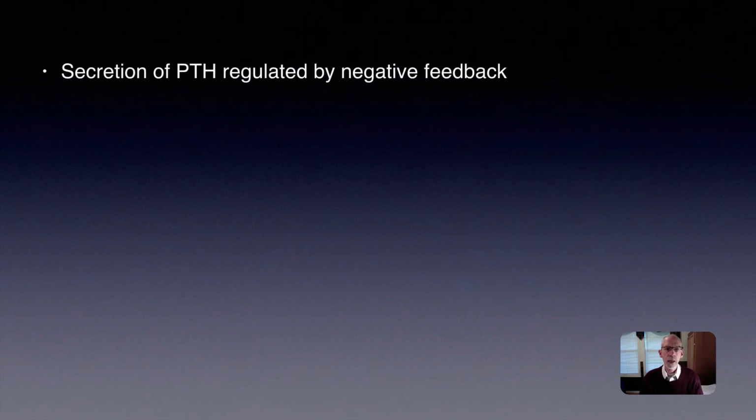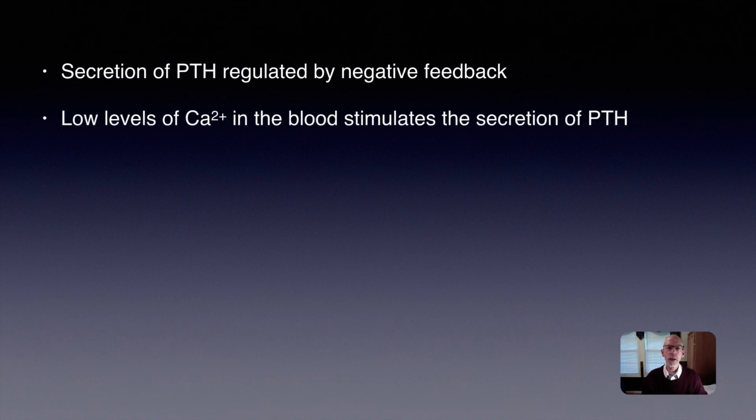So now let's take a look at this parathyroid hormone in more detail. The secretion of it is regulated by negative feedback. In other words, whenever there's low levels of calcium ions in the blood, the parathyroid glands will detect that, and in response, they will start secreting parathyroid hormone. What that does then is it raises the calcium ion levels back up to homeostatic levels.